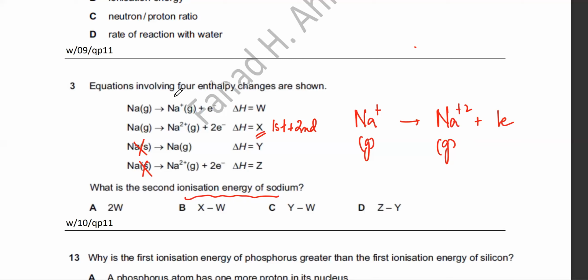And what is W? W is only the first ionization energy. You're just trying to remove the first electron, that's it. So if you're trying to find out the second ionization energy, what you have to do is subtract W from X. X is the sum of the 2 ionization energies, and W is just the first ionization energy. So if you remove the first ionization energy from X, you're only left with the second one. So it's going to be B. Is this clear?